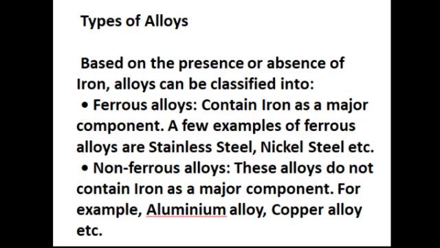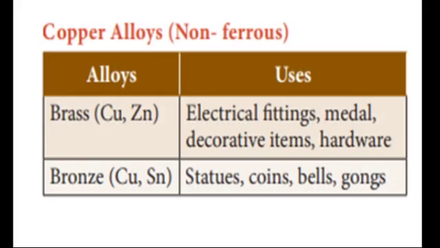The difference between ferrous and non-ferrous alloys. Ferrous alloys contain iron as a major component. Non-ferrous alloys do not contain iron as a major component. Examples for ferrous alloys: stainless steel, nickel steel. Examples for non-ferrous alloys: aluminium alloy, copper alloys.